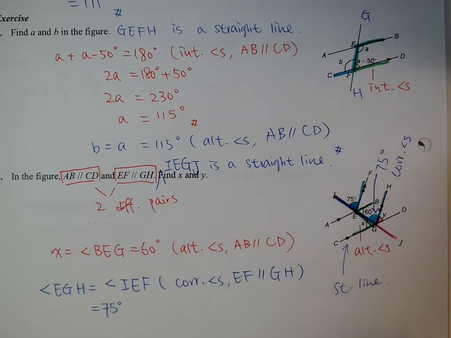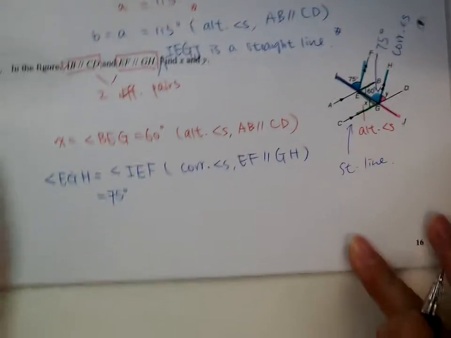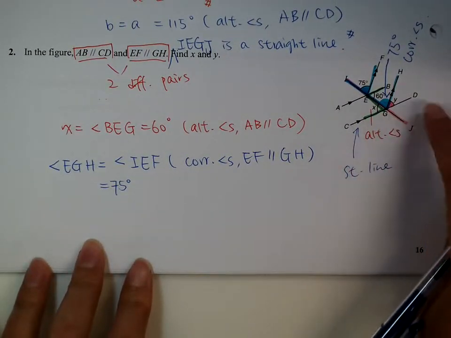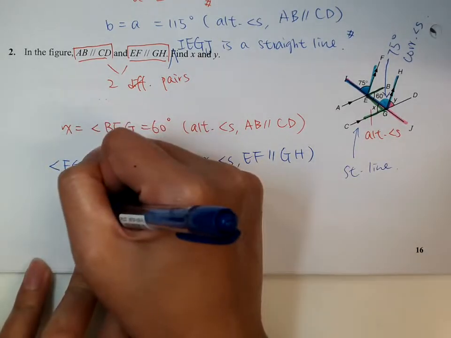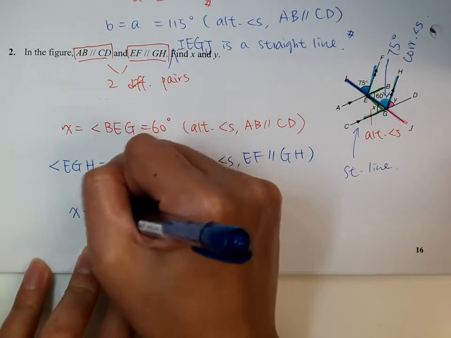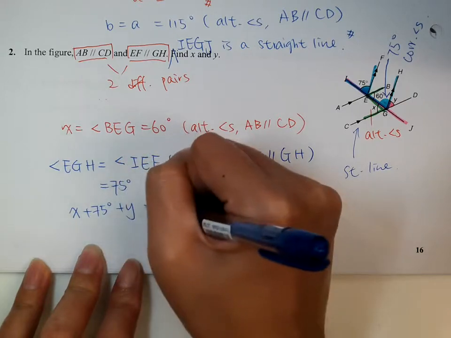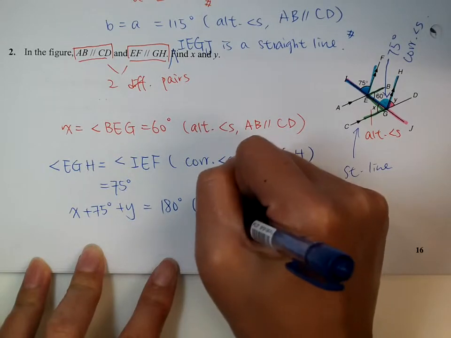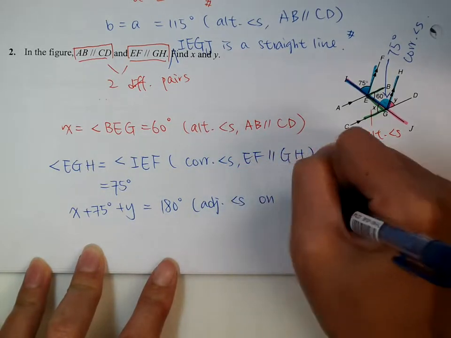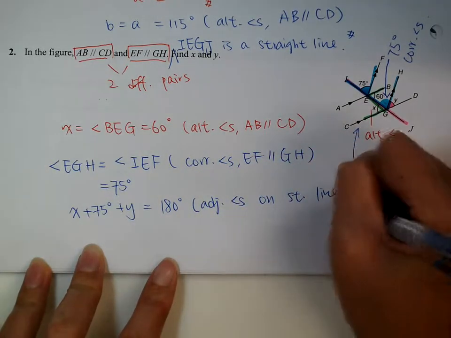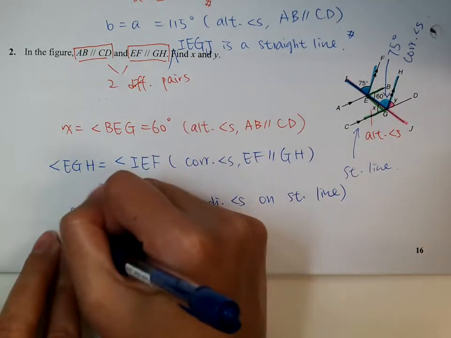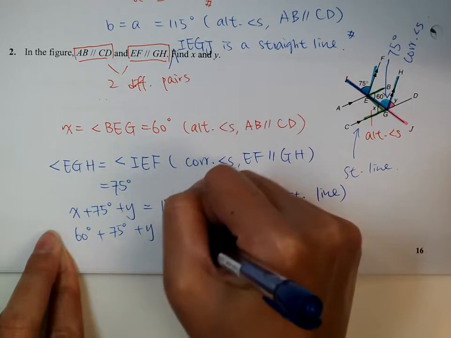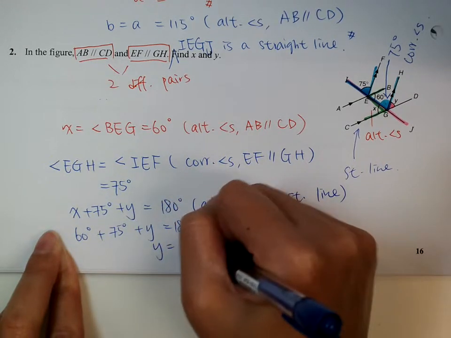Then the second one, you are using the straight line CGD, there are three angles together. It is x, and then 75 degrees, and then y. The sum on a straight line is 180. The reason is adjacent angles on a straight line. So the x you found already is 60 degrees, put it back. Then you still have one unknown left, it is y. So you can solve the y.